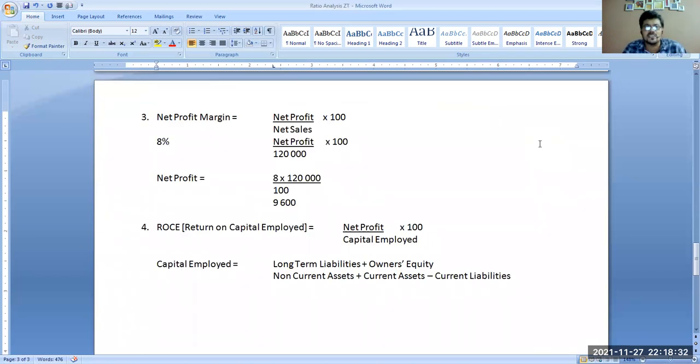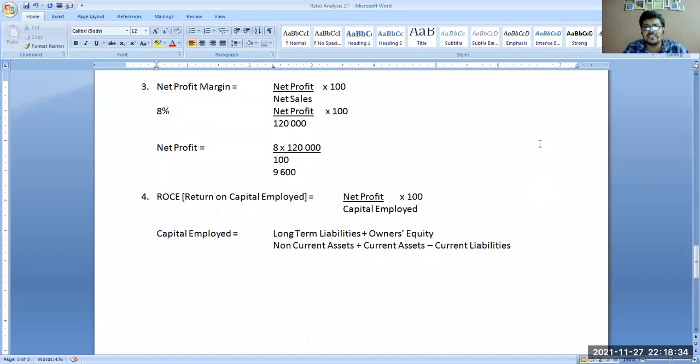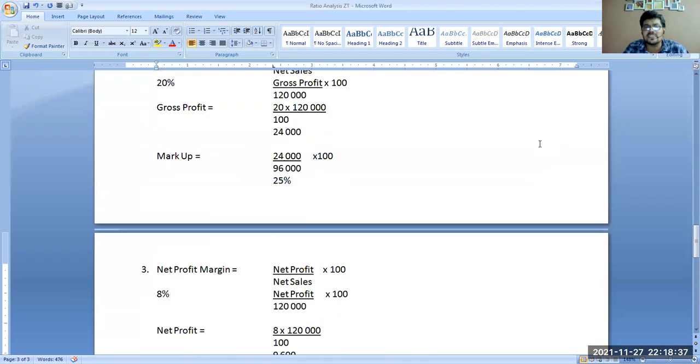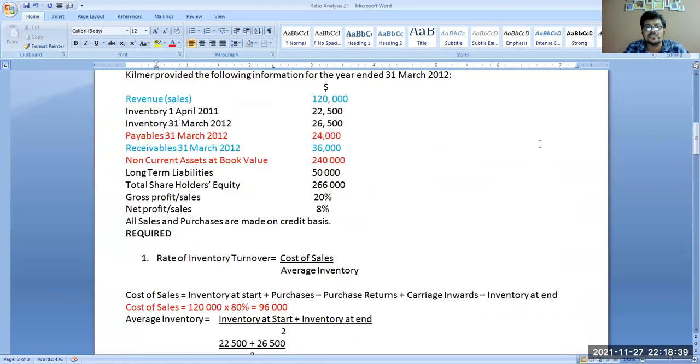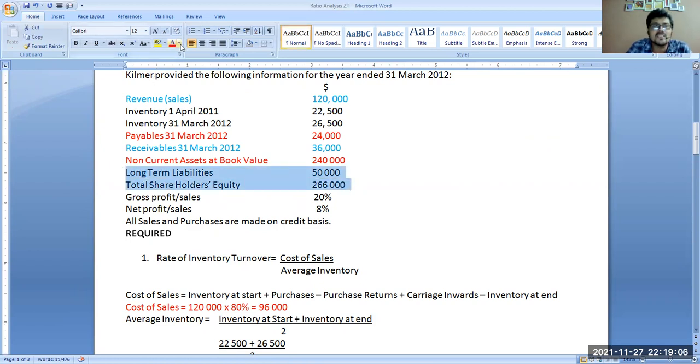Now, in this question, we have calculated net profit 9,600 in formula 3, our net profit margin. Now, see what is given in the question. Non-current assets at book value, long-term liabilities, and total shareholders' equity are given. Non-current assets are given, but we don't know all the current assets, like cash at bank, cash in hand, other receivables. We only have receivables and inventory. So it's better to use long-term liabilities and shareholders' equity. They both are given, so we can calculate capital employed using them. Are you getting my point clear?